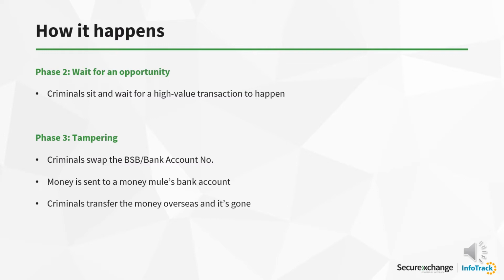In Phase 3, the final step, the criminal uses their access to your email account to tamper with the contents of the emails, either intercepting an email and changing its contents, or sending an email to your client or colleague impersonating you. Details in payment instructions for a settlement or invoice are replaced with a BSB and account number under the criminal's control. The money is then paid by the victim into an account of the criminal's choosing, where it is quickly transferred overseas and becomes almost impossible to retrieve.